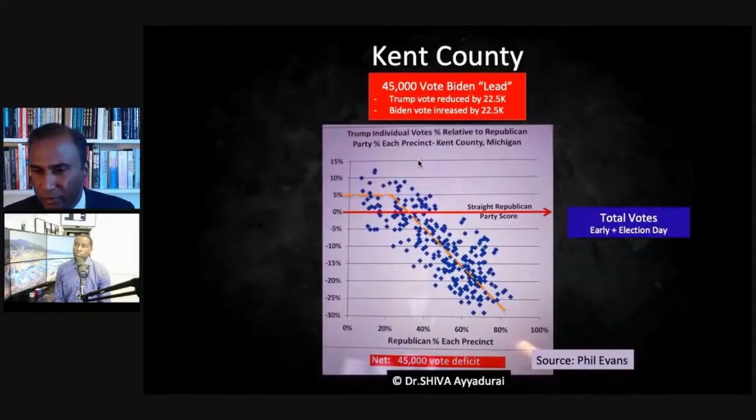And Phil, when you generated this data, I believe you combined both early and election day. So we have all of it together. And here you see nearly 45,000 vote margin for Biden, which means around 22,500 votes were taken from Trump. 22,500 votes were given to Biden. And what you see here is a 45,000 margin. And again, in these communities, which are more Democrat communities, Trump's doing well. And then again, the algorithm kicks in and Trump's votes start getting eaten.